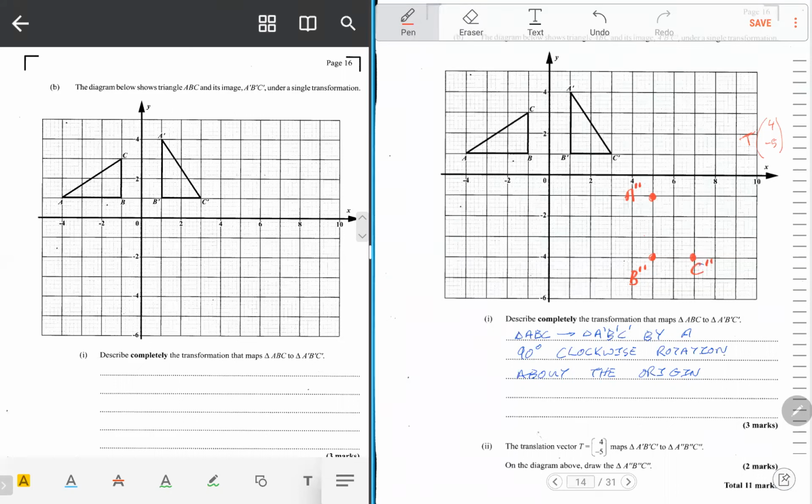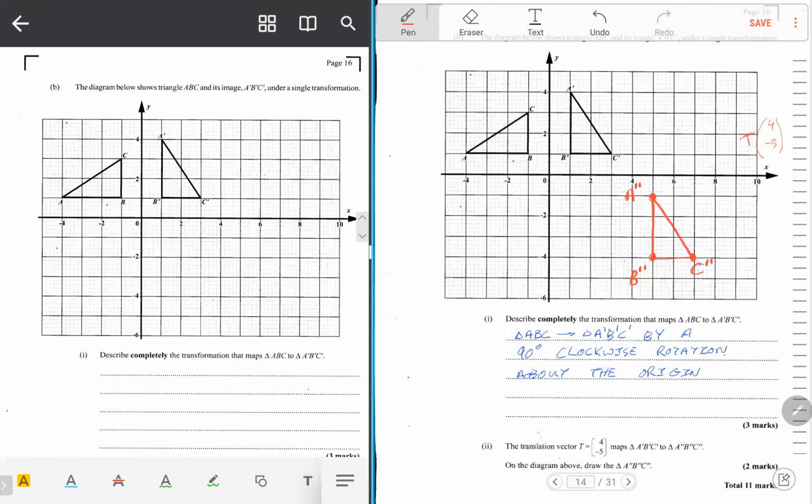Once you have the 3 points in place, just use a ruler and complete the triangle. And that's it. Done. Easy as that. Simple as that.